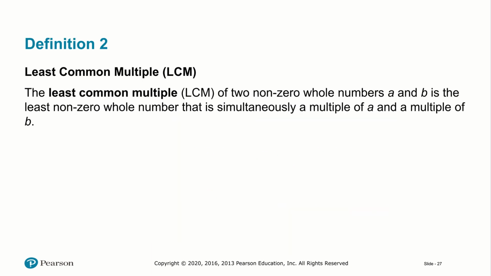All right, so formally speaking, the least common multiple, LCM, of 2 non-zero whole numbers A and B is the least non-zero whole number that is simultaneously a multiple of A and a multiple of B. All right, so in other words, as we said, here you have A and B.